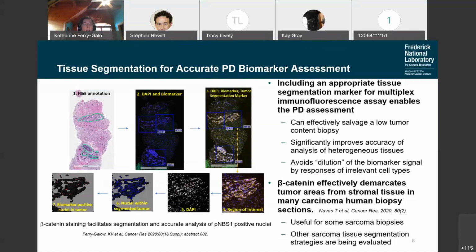Again, this salvages low tumor content specimens, very heterogeneous specimens, which are very often seen. We use beta-catenin in our program. It works well for most carcinoma and some sarcoma, and we are working on developing additional tissue segmentation markers particularly for the sarcoma category.